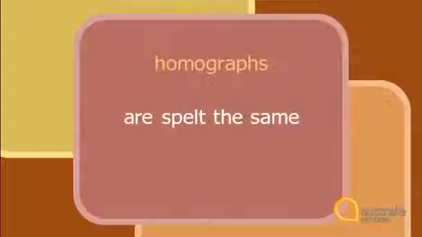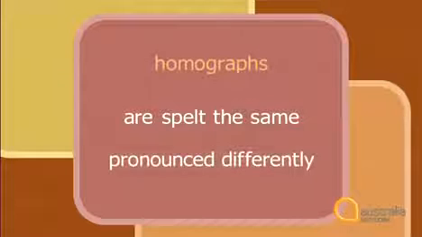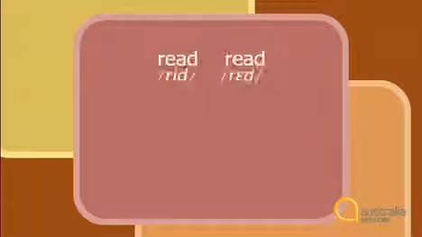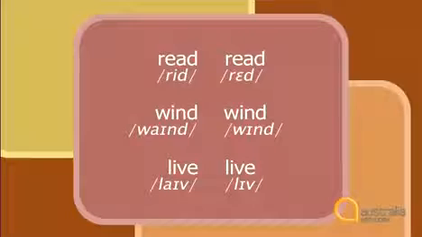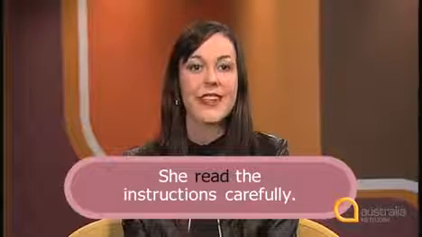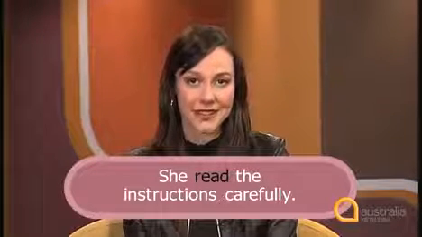Another type of homonym is a homograph. Homographs are words that are spelt the same, but in different contexts, the word will be pronounced differently. Some common examples are read and read, wind and wind, live and live. Let's try an exercise about homographs. How would you pronounce the word in bold? "She read the instructions carefully."